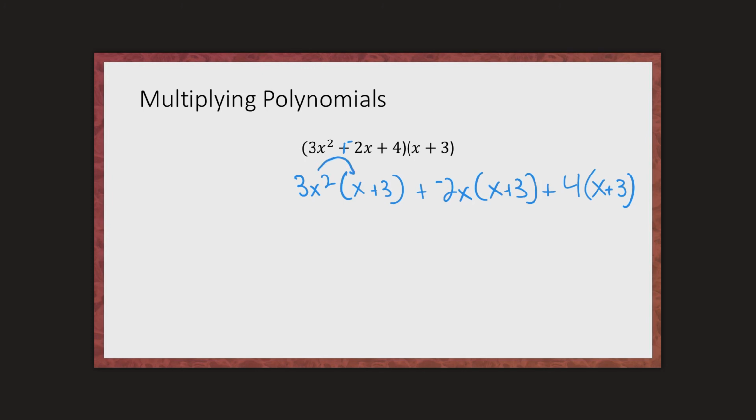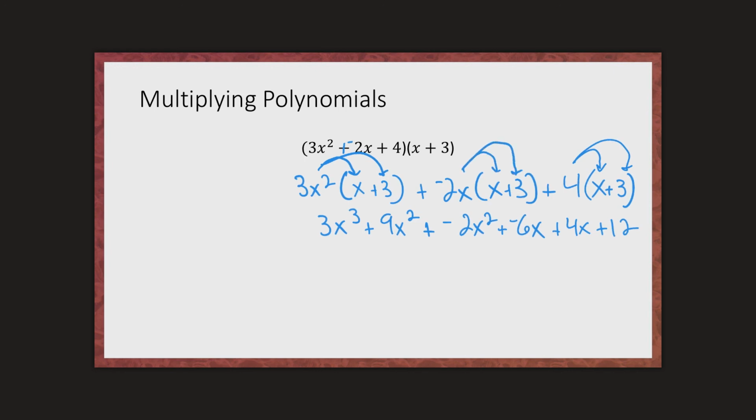So some distribution here. 3x squared times x is 3x to the third. 3x squared times 3 is plus 9x squared, plus negative 2x times x is negative 2x squared. Negative 2x times 3 is plus negative 6x. 4 times x is plus 4x. And, I forgot my arrows. 4 times 3 is 12. I forgot these ones.